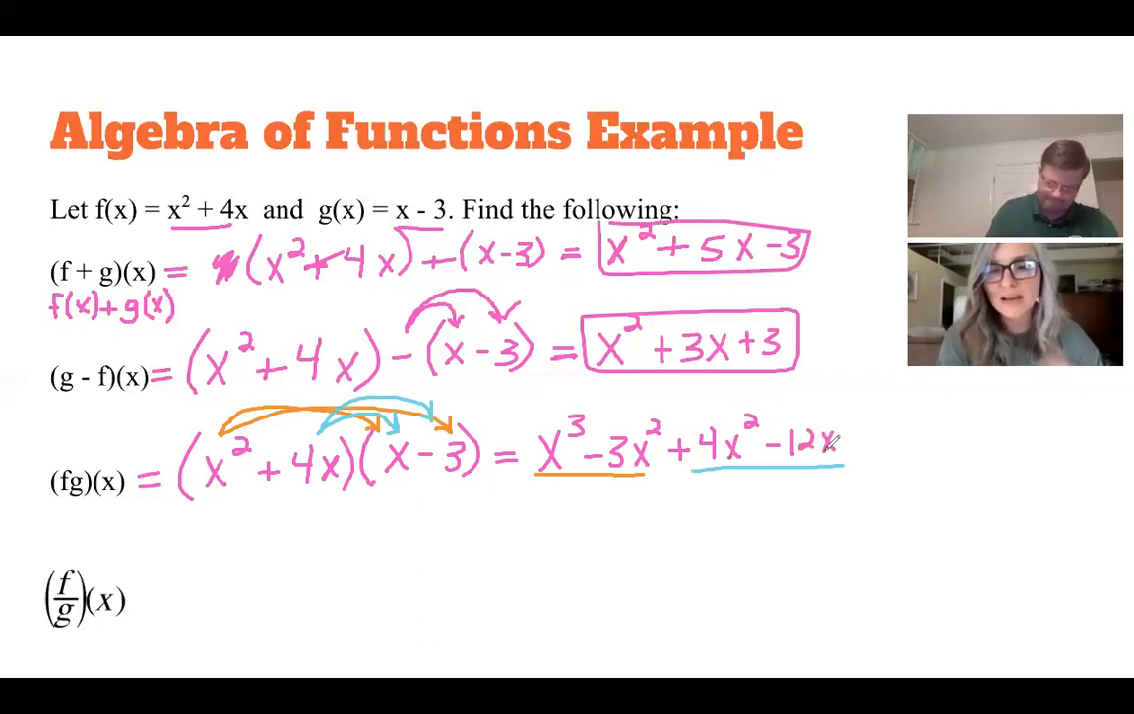So you might have heard this called FOIL for first, outer, inner, last at some point, but really it's just a double distributive property. And then combine your like terms.